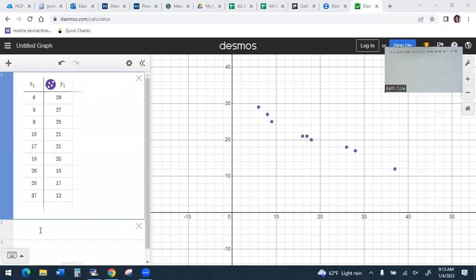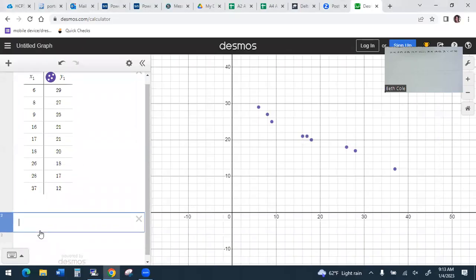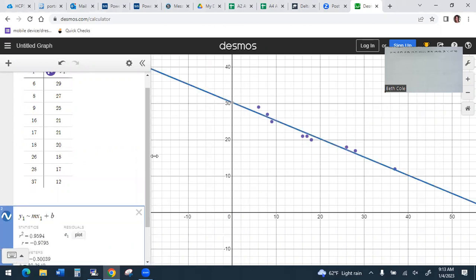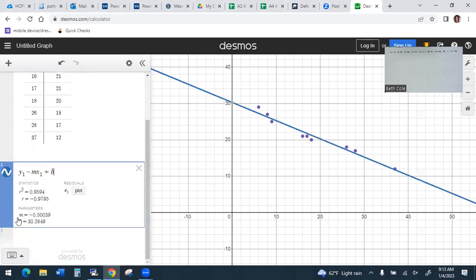Okay, so once you have all that typed in, you're going to go here to the second box, and it's y equals mx plus b, except you need to put the ones in there and just use a tilde instead. And boom, it spits out the answer for you. Do you see m and b right here?